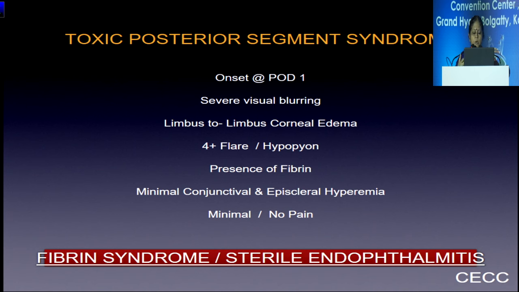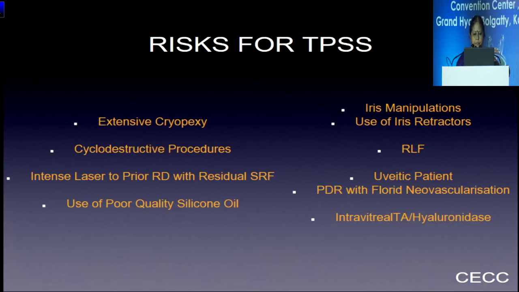Well, previously we called this for several years a fibrin syndrome or sterile endophthalmitis. The onset is usually on the first postoperative day with severe visual blurring, absent conjunctival congestion, there is usually no pain, and presence of plenty of fibrin in the anterior chamber.